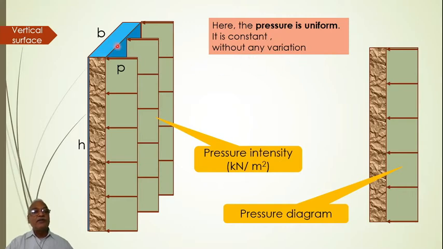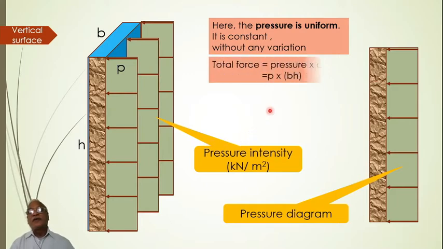And let us say this width is 5 meters and the height is 10 meters. 5 into 10 would be the area, that is 50 meters square. 50 meters square multiplied by pressure intensity gives you the total force which will be acting on the wall. So total force equals pressure multiplied by area. The pressure is P, the area is B into H. That's why total force is P into BH.